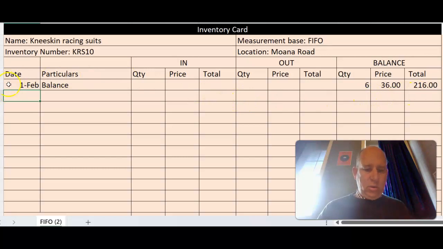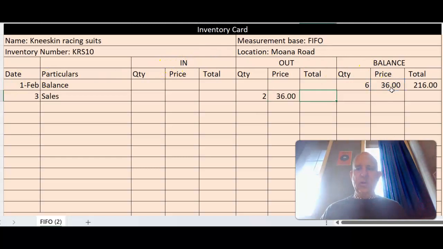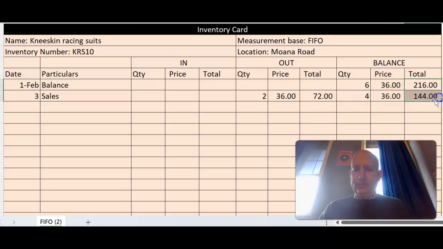Then on the 3rd we sold, so we put just 3 sales. Because it's sold, it's going out. So get rid of the in column, go to the out column, and we sold just 2. The price of $98.90 is not relevant to us. The price we're talking about is the inventory cost to us, because this is an inventory card. So we'll multiply those two together. We did have 6. We got rid of 2, so now we have 4 at $36, and we can fill that down. So now that's the value of our knee skin racing suits on the 3rd.